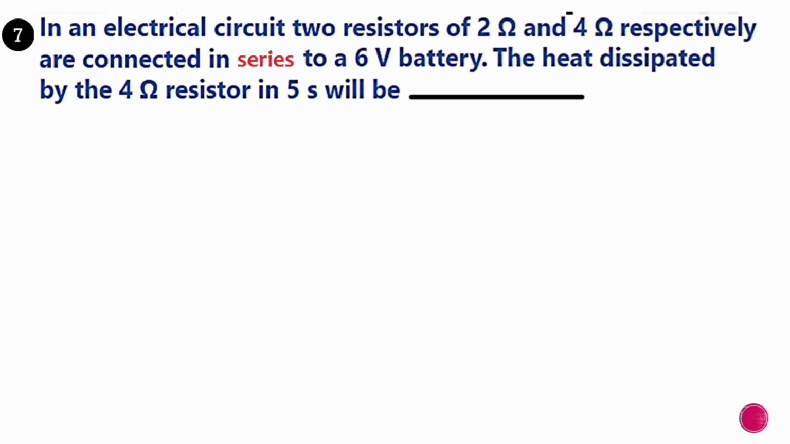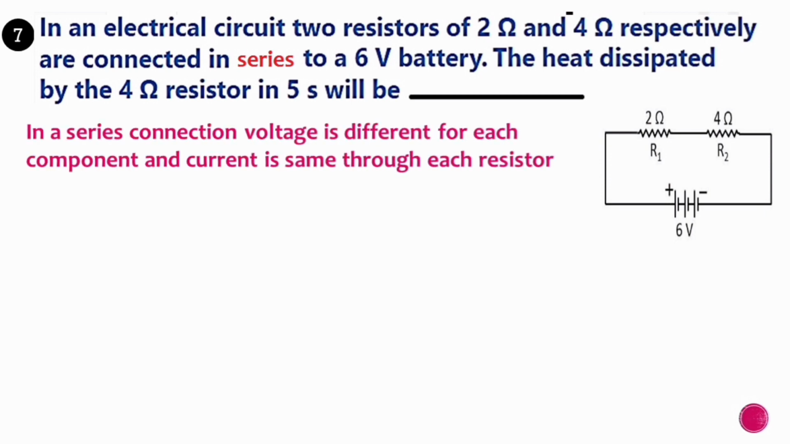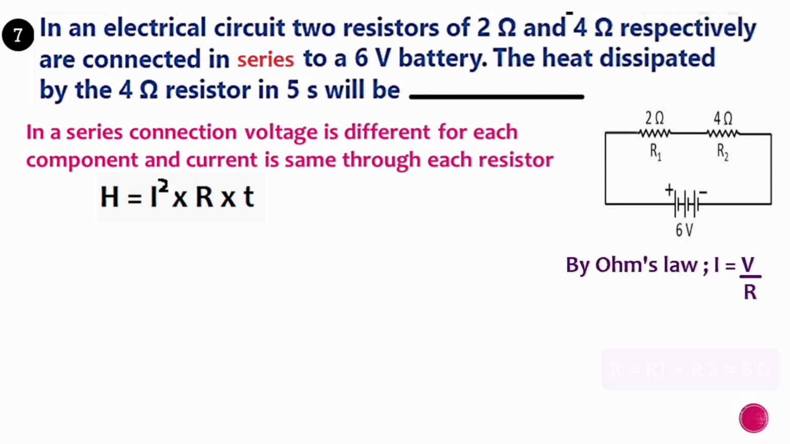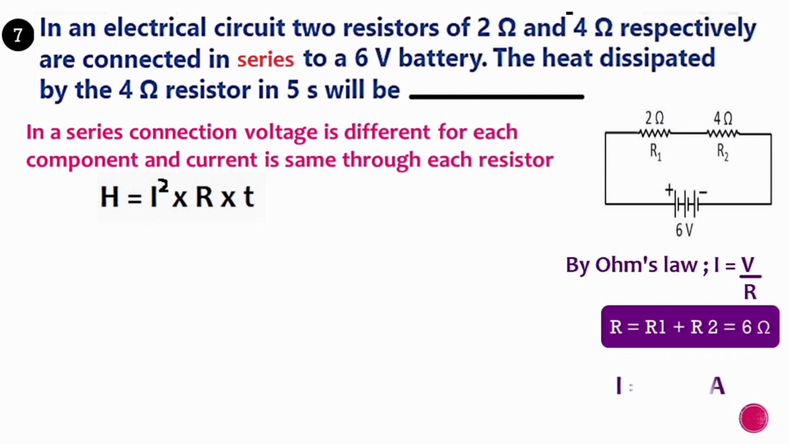If in the same question, instead of parallel, if it was series, then we know that in a series connection, the voltage is not same. Only the current is same. So we can find the current for this circuit and then we can use the formula I square RT. How will you find the current? We know that according to Ohm's law, I is equal to V by R. But here there are two resistors. So we have to first find the total resistance. R is equal to R1 plus R2, which is 6 ohm. So I is equal to 6 by 6, which is 1 ampere.